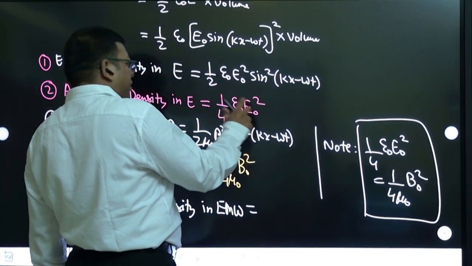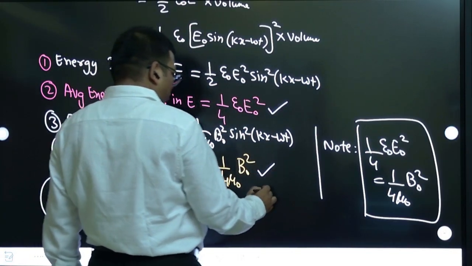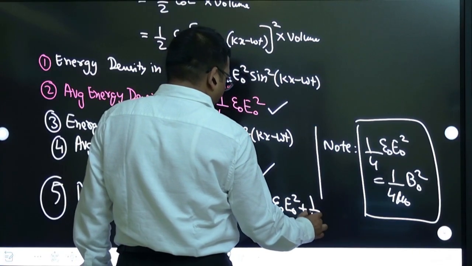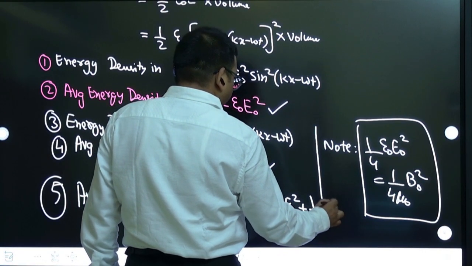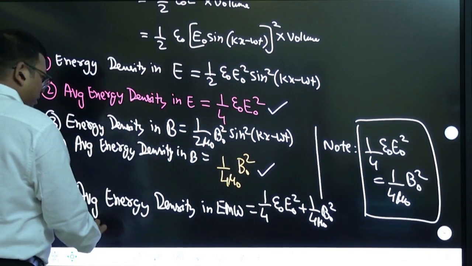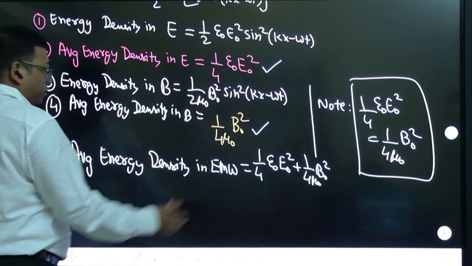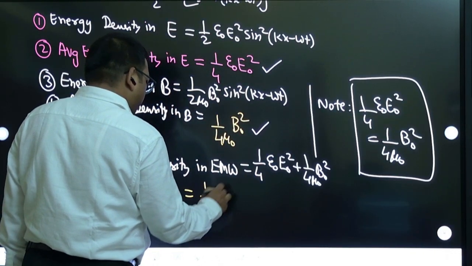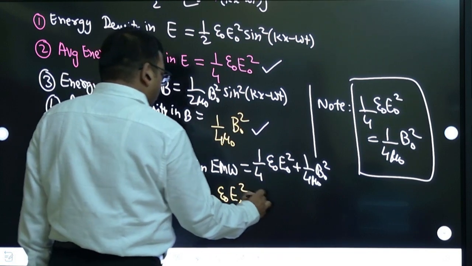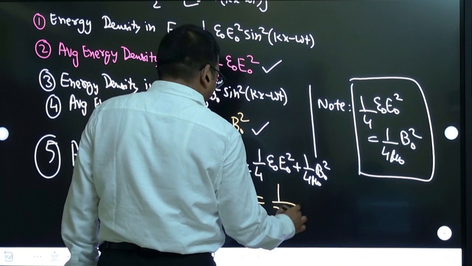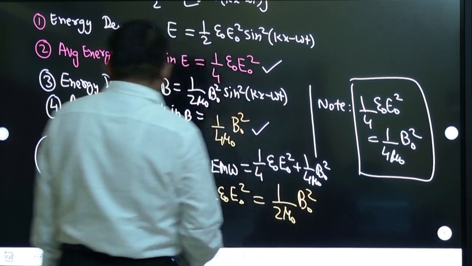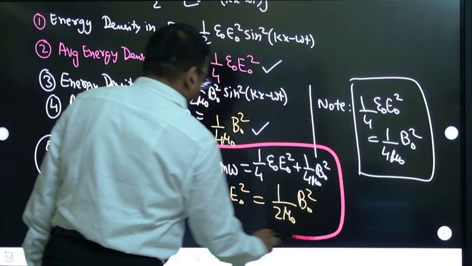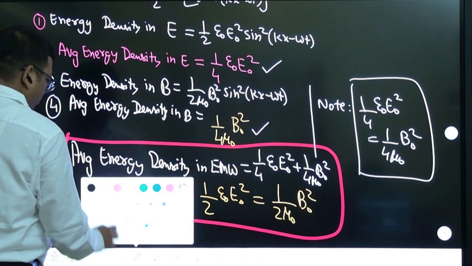Average means we are adding this also plus this also. So here you are adding 1 by 4 epsilon naught E naught square plus 1 by 4 mu naught B naught square. But they are equal, so you can write in terms of either electric field or magnetic field. So they are equal, so 2 times of this or 2 times of this you can write. So it will come half epsilon naught E naught square, or it can be written as 1 by 2 mu naught into B naught square, right? This is the average energy density. Okay.